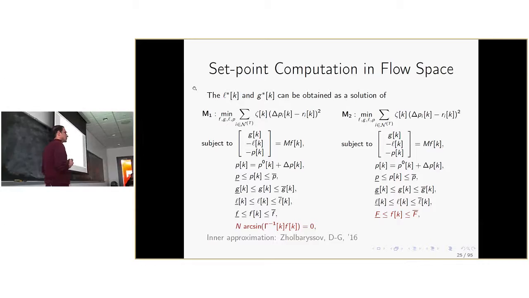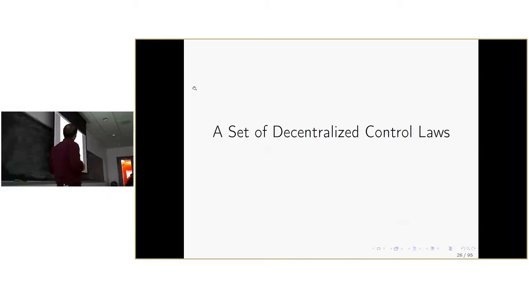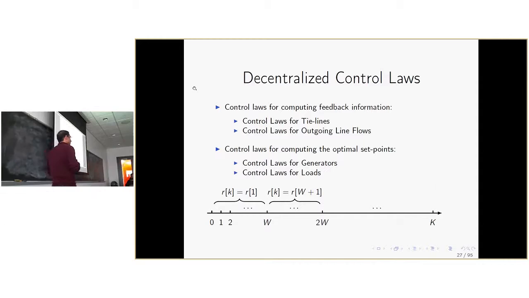So now we have a setup. We want to come up with a decentralized control law. We need to compute the set points for the generators and the loads, and to do that, we need to compute a set of feedback information. To compute the feedback information, we propose controllers for the tie lines and for the outgoing power flows. I'll show you later. So let's focus on the feedback information.